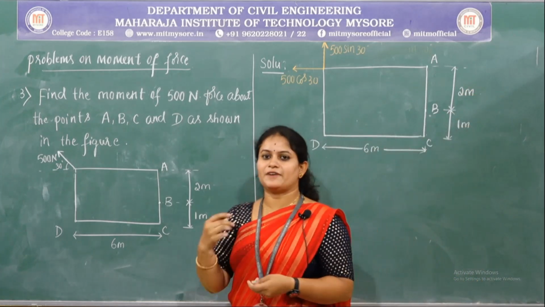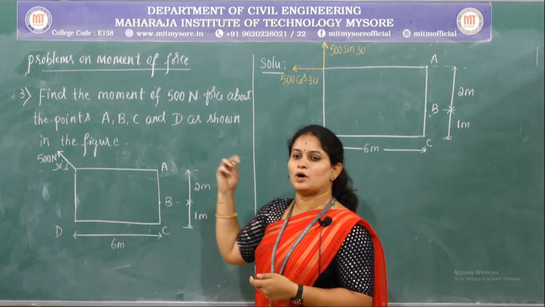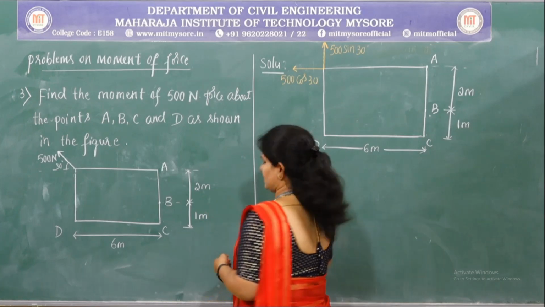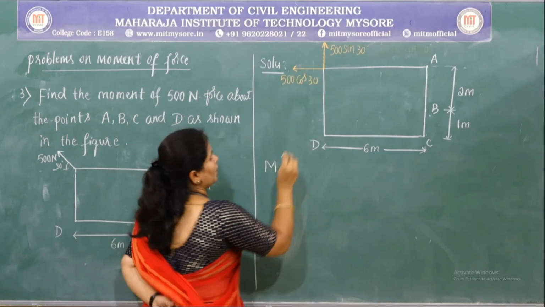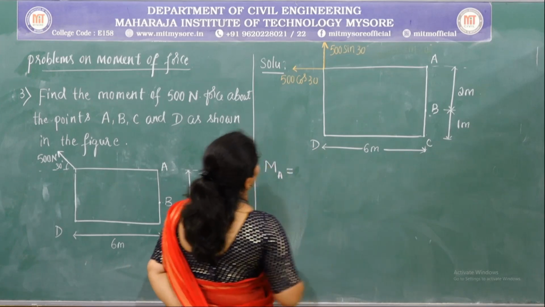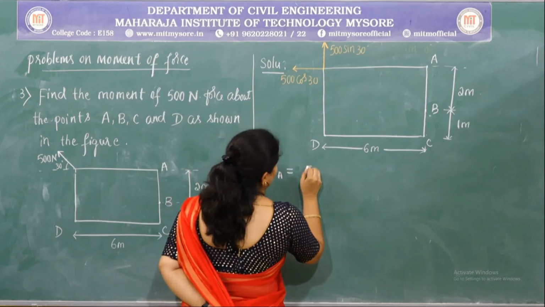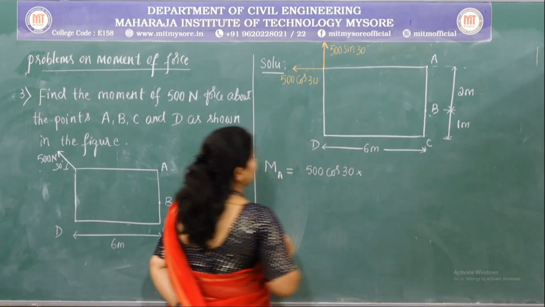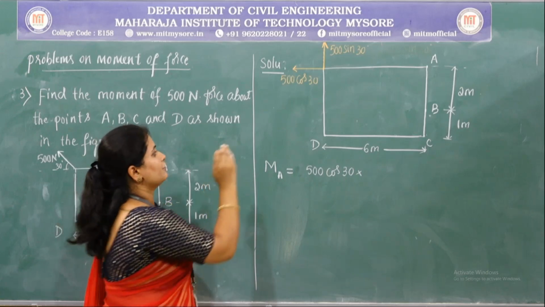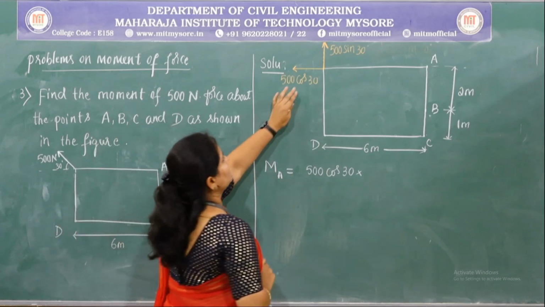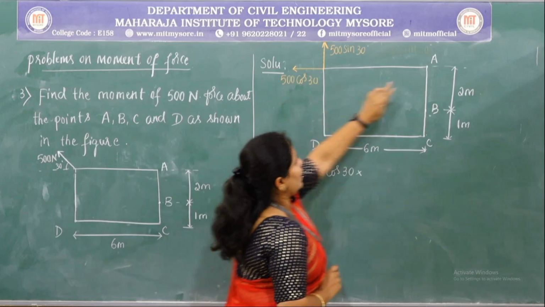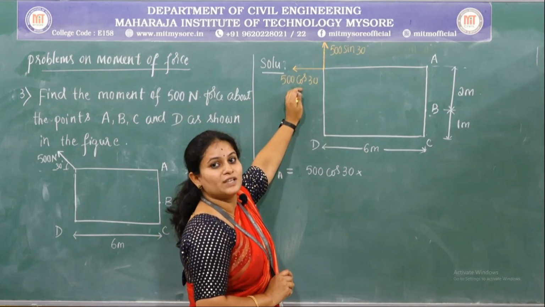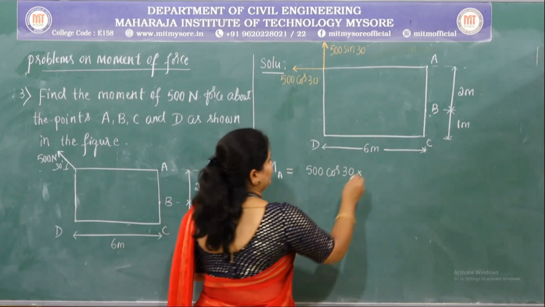So first we shall find out the moment of the force about point A. The moment about point A is given by the magnitude of the x component, 500 cos 30, multiplied by the distance between the force and the point. Here the x component of the given force and the point are in the same line, so this force will not produce any moment about point A.